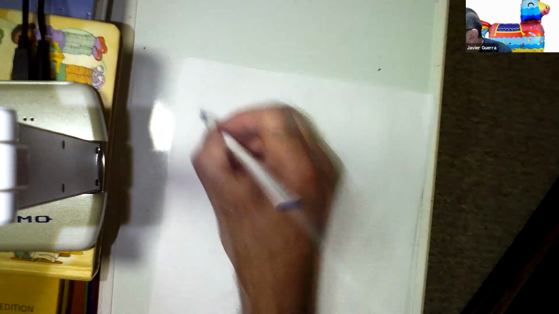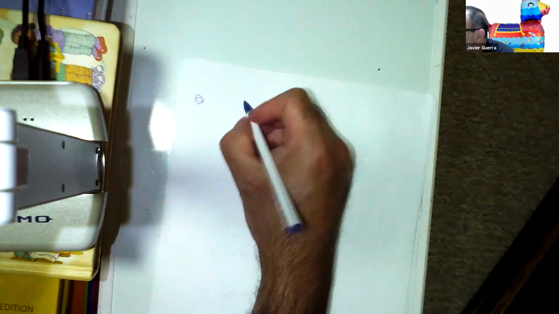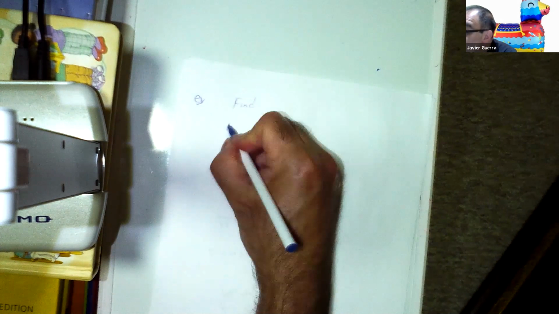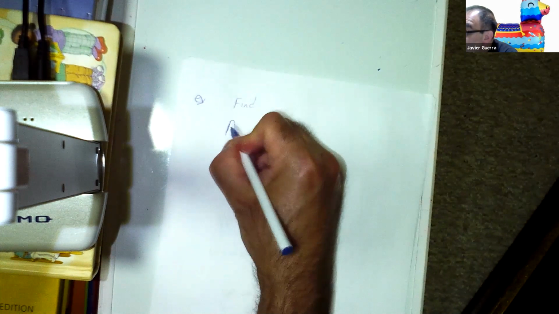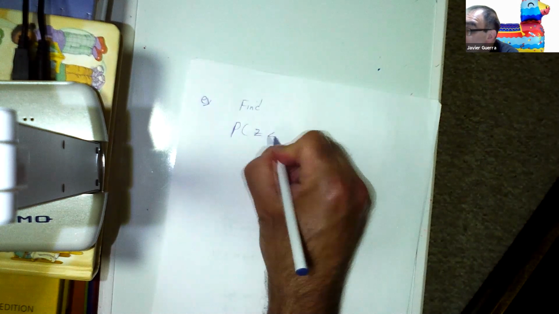Okay, so here's our first example. Suppose they ask you to find P, probability of Z less than 1.65.